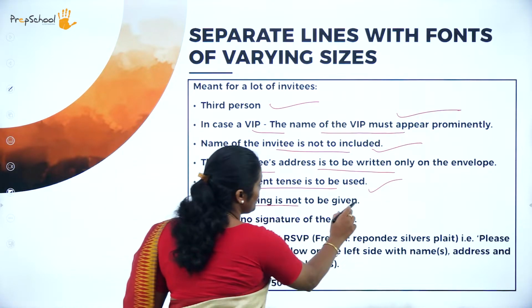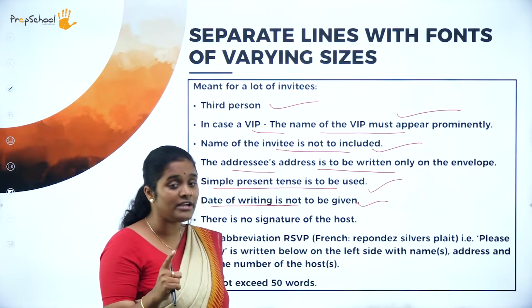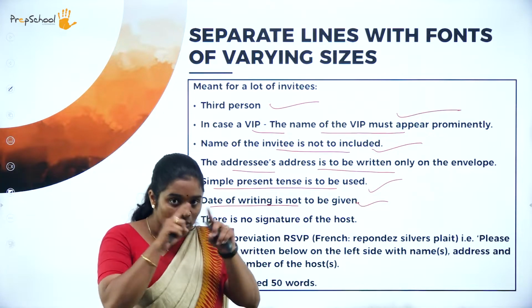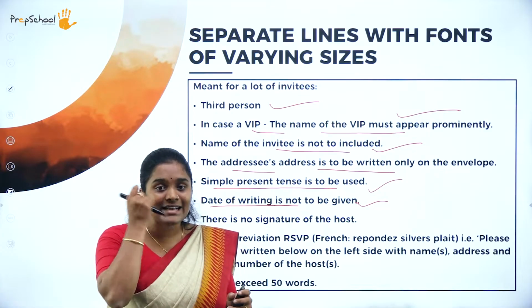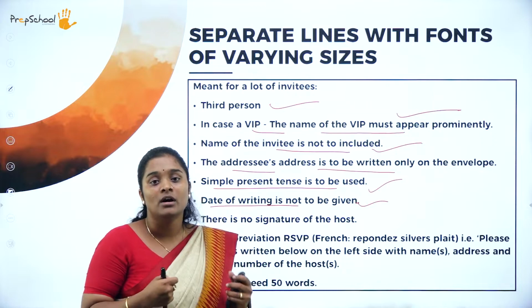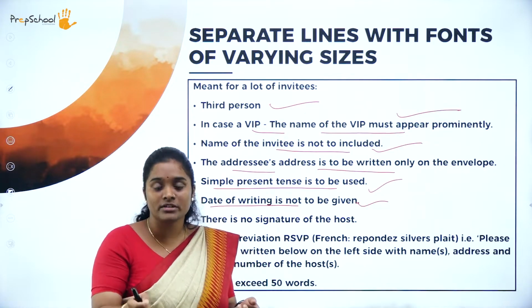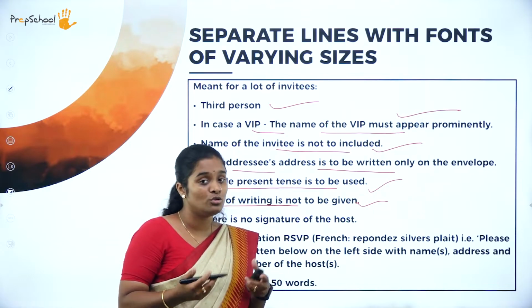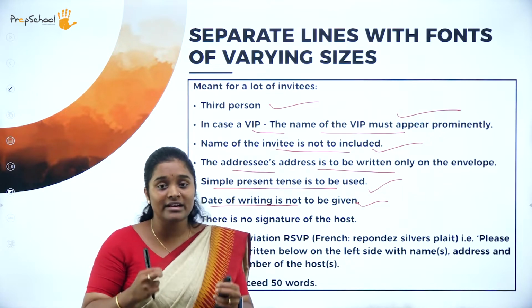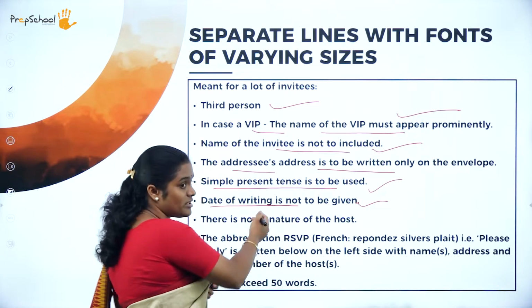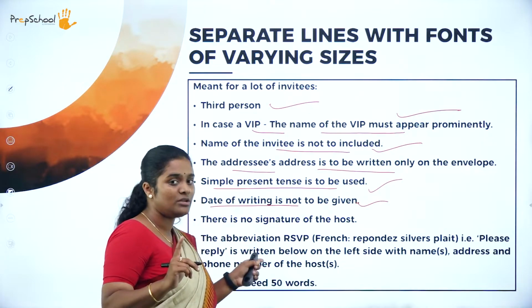The date of writing is not to be given. How? This is the first point of how a notice is different from a formal invitation. In the notice that we issue, we write the date when the notice is being written. It's an official document and we have to have a record of when it was issued. People might say, no, we did not receive the notice at all, and then you will be in trouble. So it is mandatory that the notice has the date of when it was issued. That is the difference between the formal invitation and the notice.